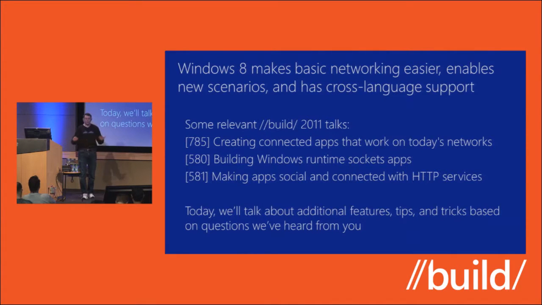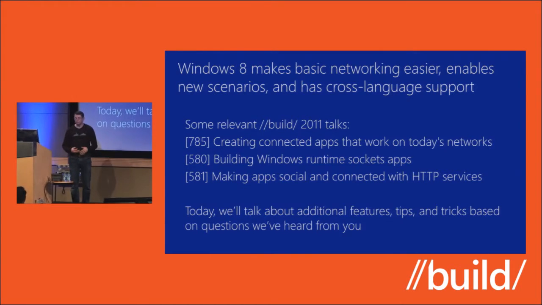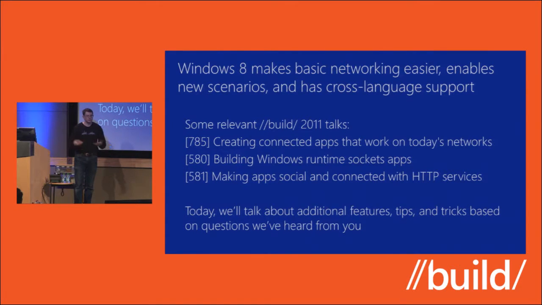Now, the overall message is the same as last year, which is that Windows 8 and the APIs that we have make basic networking easier, and we'll go through an example or two of that. It enables new scenarios, and we'll start off with one new scenario. And it has cross-language support. Even though I'll be using C# in some of the sample code, all of the things that we're talking about work in any of the languages. We're also going to use JavaScript in one of the examples. But whether you're using Visual Basic or C# or C++ or JavaScript, everything we're talking about applies to all those languages.